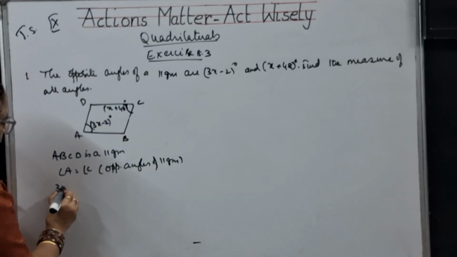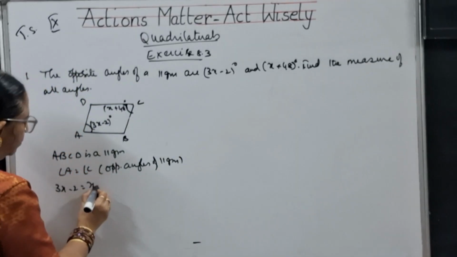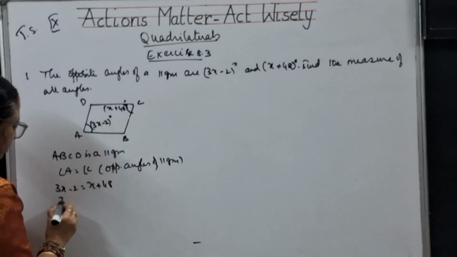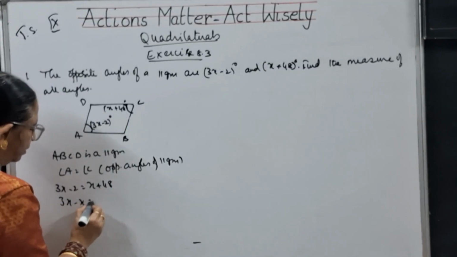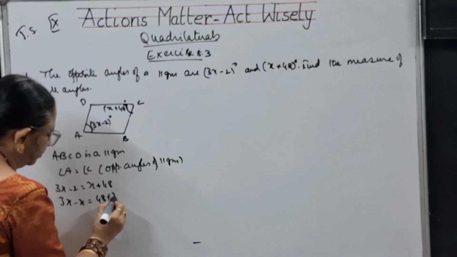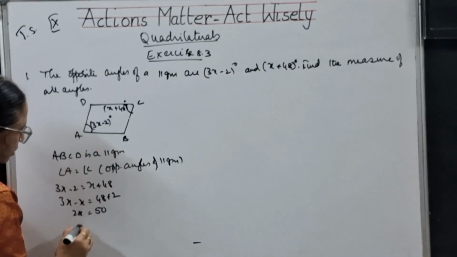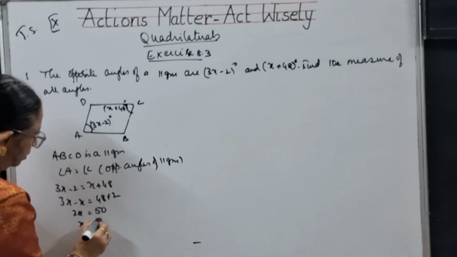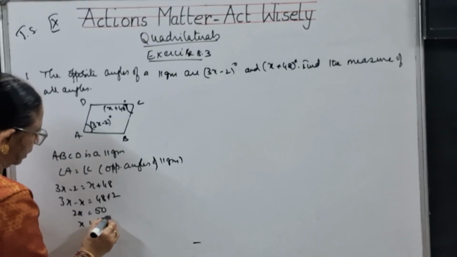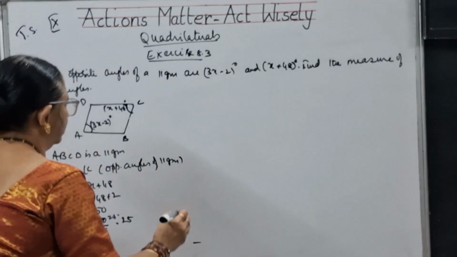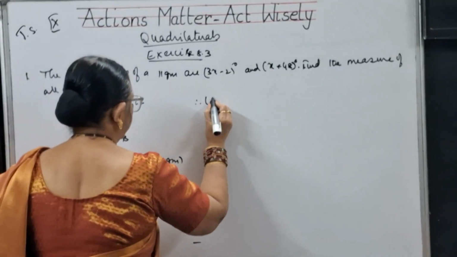That means 3x minus 2 is equal to x plus 48. That means 3x minus x is equal to 48 plus 2. 2x is equal to 50. So what is x? 50 by 2, that is 25. X is 25. Therefore, what is angle A?